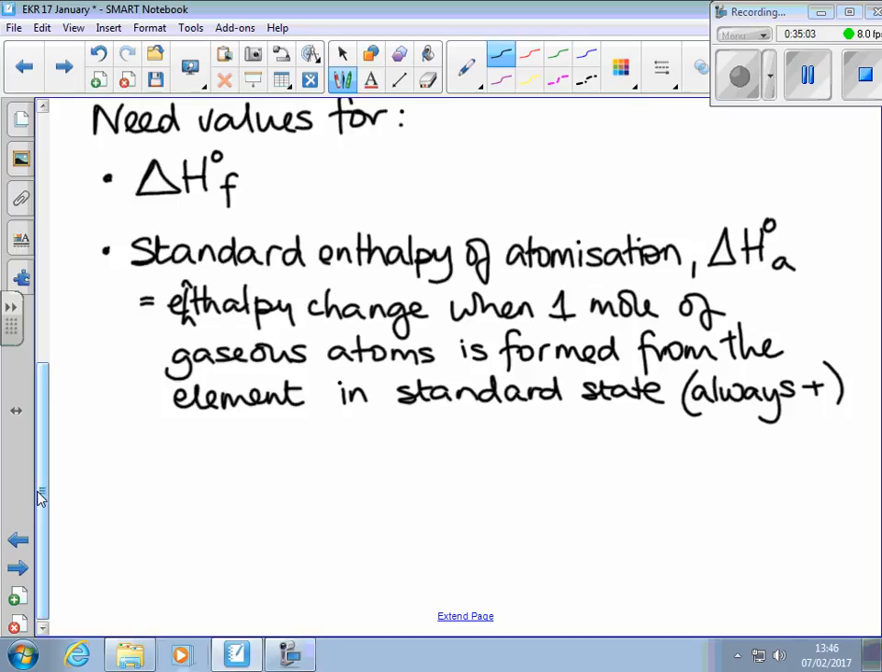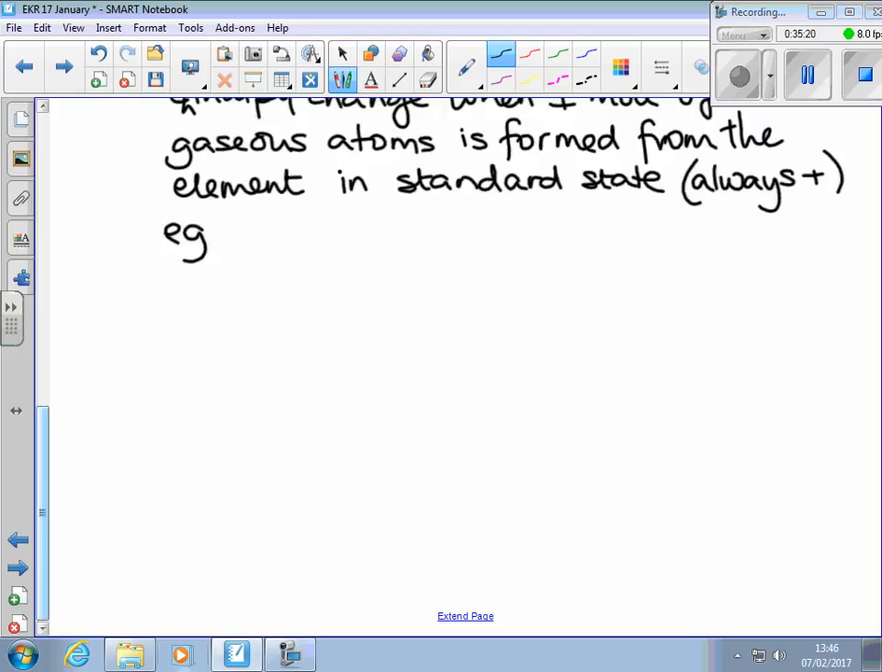Although I'm assuming you probably don't have any values for the noble gases, because that's how they are. They're already atoms, single atoms. So if we keep working with our sodium chloride, that would be sodium as a solid being converted into sodium atoms as a gas.